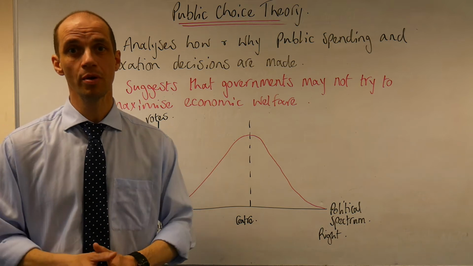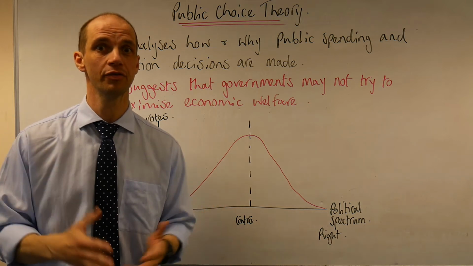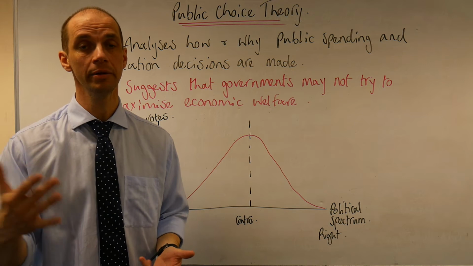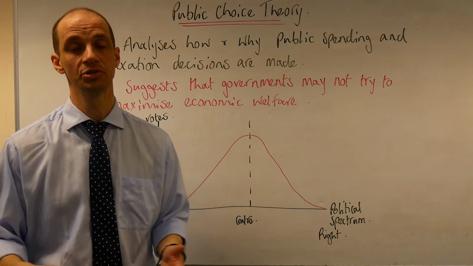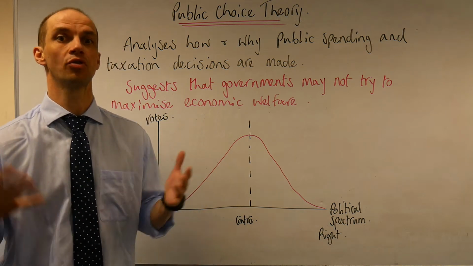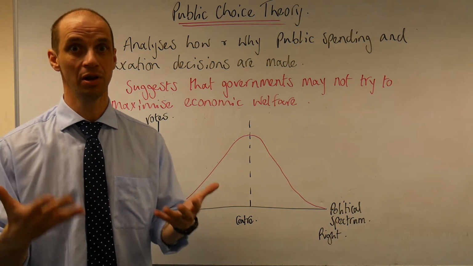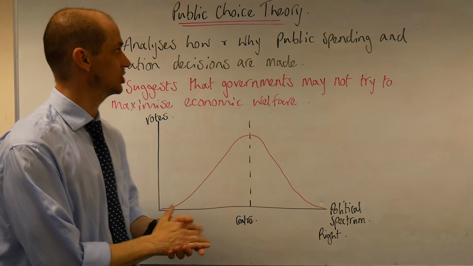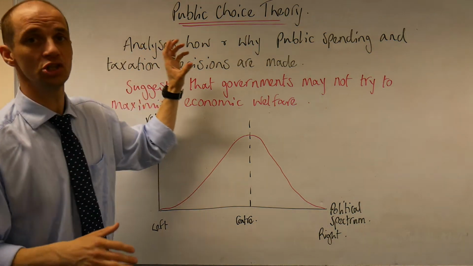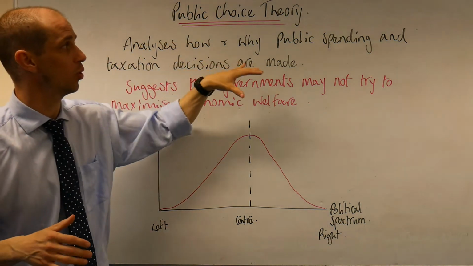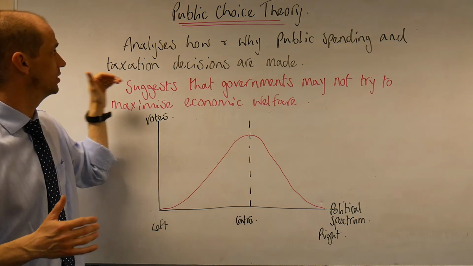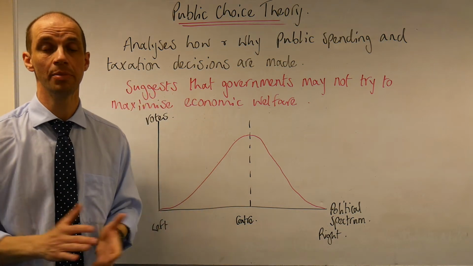Now it's important to remember that politicians have very different objectives from those of you or I or any private sector firms. A politician's objectives are primarily to actually retain power and stay in political authority. So let's just take a look at this theory. Public choice theory analyses how and why public spending and taxation decisions are actually made.